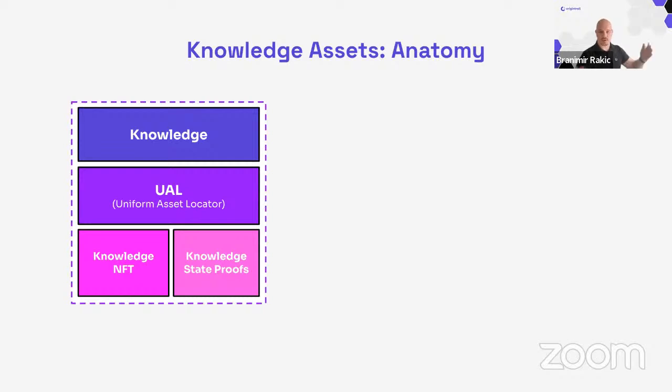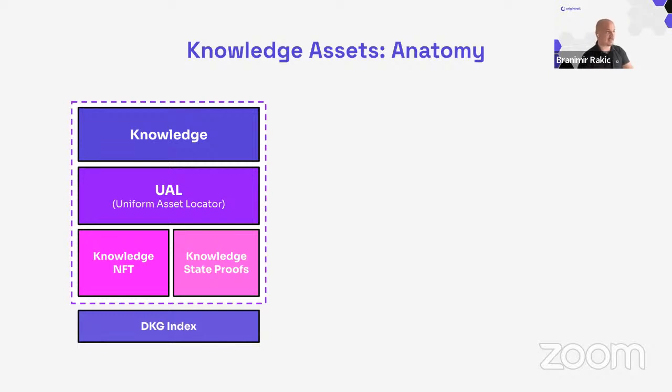Rather, the knowledge is kept on the decentralized knowledge graph, while its provenance and ownership is essentially embedded in a blockchain. And like I said, all of these knowledge assets are connected, and we'll see that in a moment, in a very big DKG index.